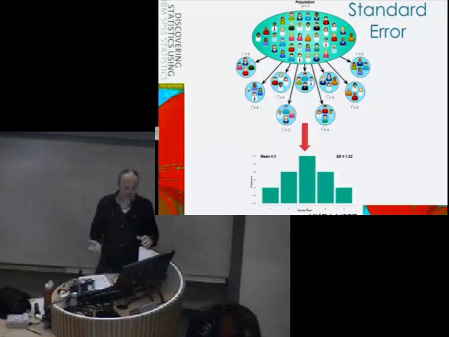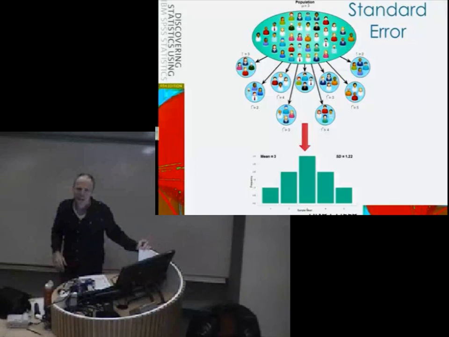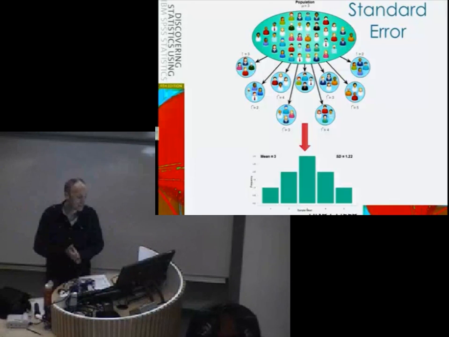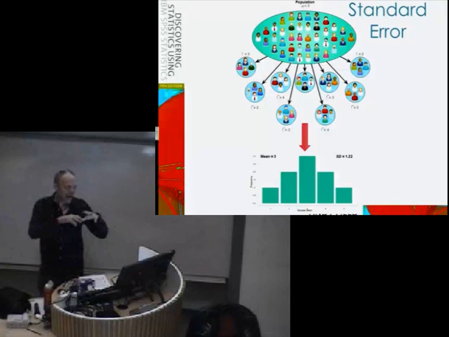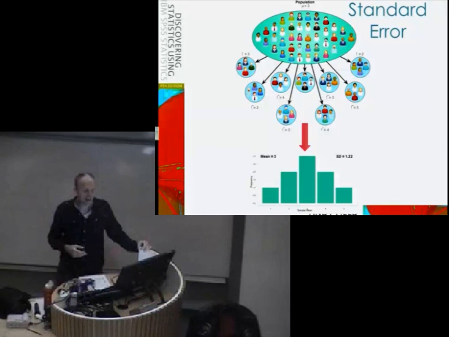Now, this diagram shows you a scenario that never happens in reality, so this is just hypothetical. If you imagine you had access to your whole population, that's the big thing at the top. You've got access to your whole population, you work out that the mean, or the parameter you're interested in, happens to be 3.